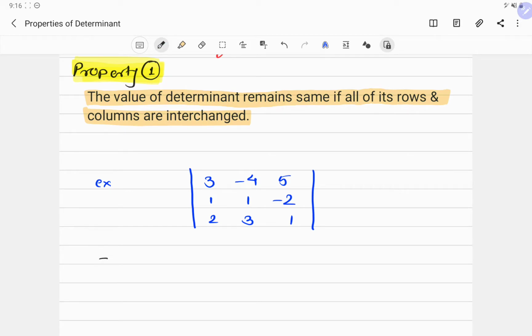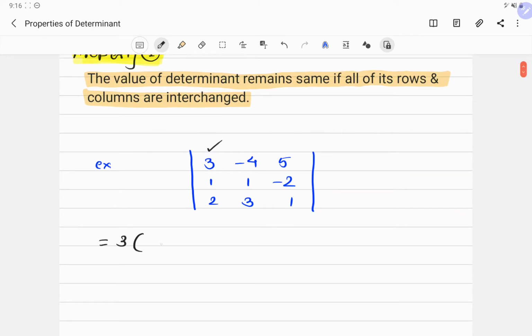Here I am taking the expansion of this determinant along the first row. Let's try to find the value of this determinant first. This is 3 times, then I'm taking this cross, 1 into 1 is 1, minus 3 into minus 2 is minus 6. Then for the middle term, always change the sign, so minus 4 becomes plus 4. The expansion along this minus 4 is the cross multiplication of 1 into 1 is 1, then 2 with minus 2 is minus 4. Then the last expansion along this 5 is this cross 1 into 3 is 3, minus this cross 2 into 1 is 2.